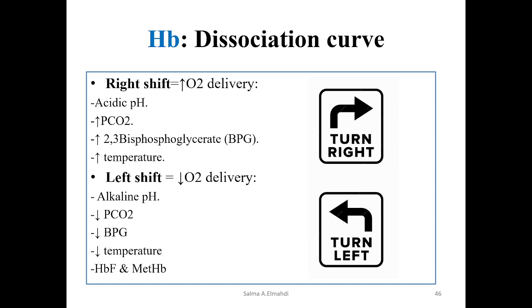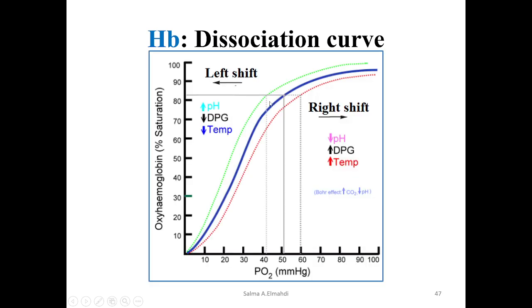We have what we call right shift and left shift regarding the hemoglobin dissociation curve. Right shift is movement to your right here in the curve. So this is the position: the blue one is the dissociation curve, shown in red is the right shift, so it moves to the right, and shown in green is the left shift, so it moves to the left. Both movements are along the x-axis.